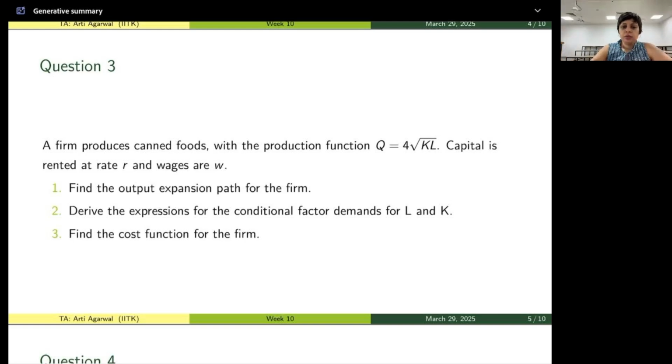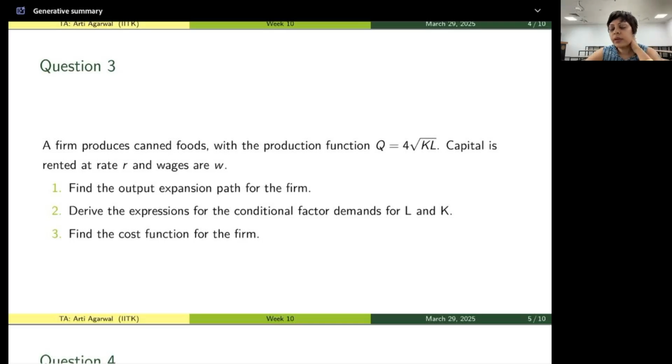So what do you think we will do? What do we mean by the conditional factor demand? So conditional factor demand means it's conditional on what? What are we referring to as the conditional thing here?